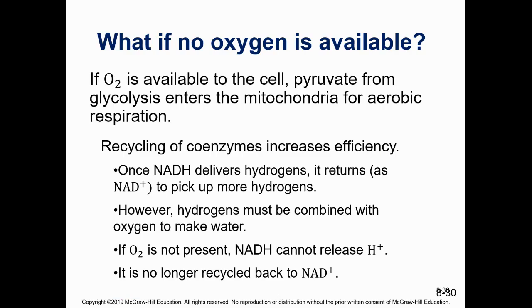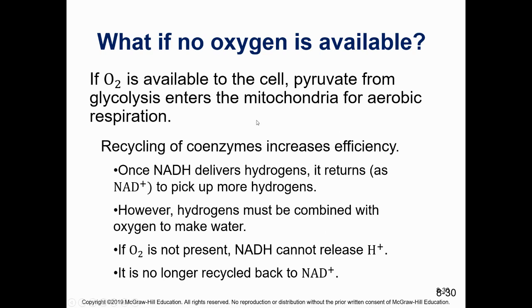What happens if oxygen's not available? Remember, we didn't actually use the oxygen until we were in the mitochondria. We couldn't go into the mitochondria without oxygen though. So if oxygen's not available, then we can't move into the mitochondria. We can't have the prep reaction, the citric acid cycle, or the electron transport chain. If oxygen's not available, that pyruvate that we formed from glycolysis can't enter into the mitochondria.